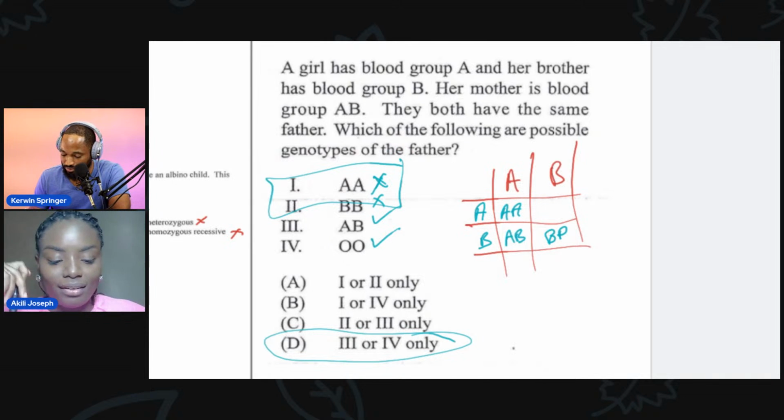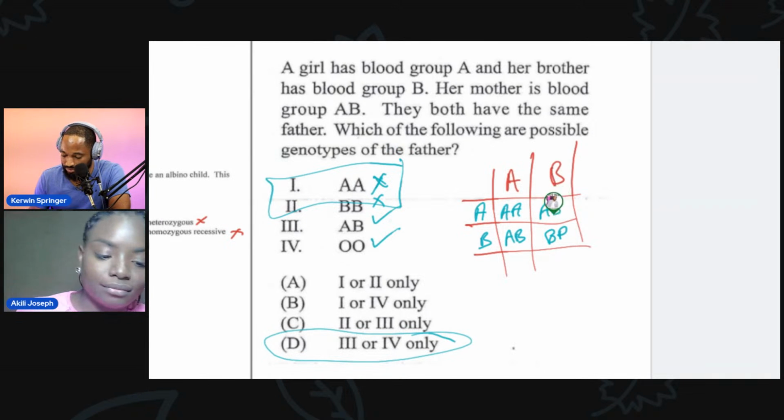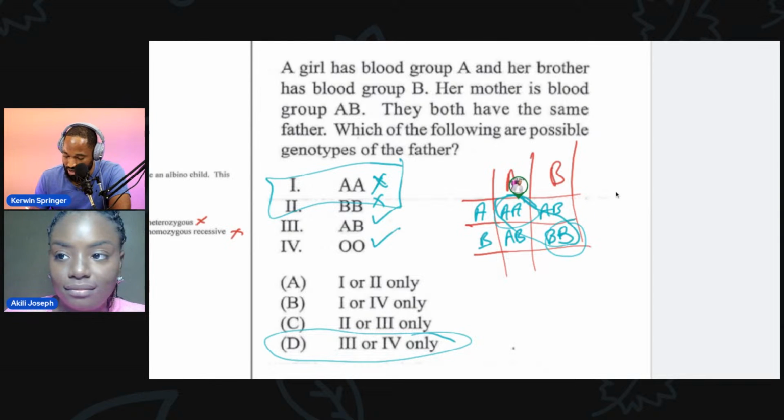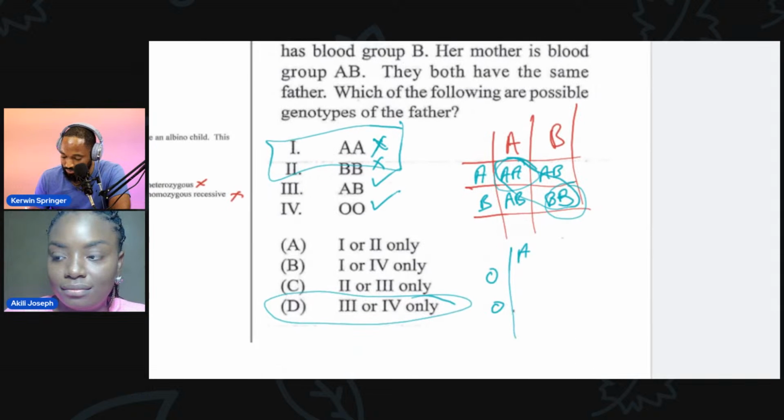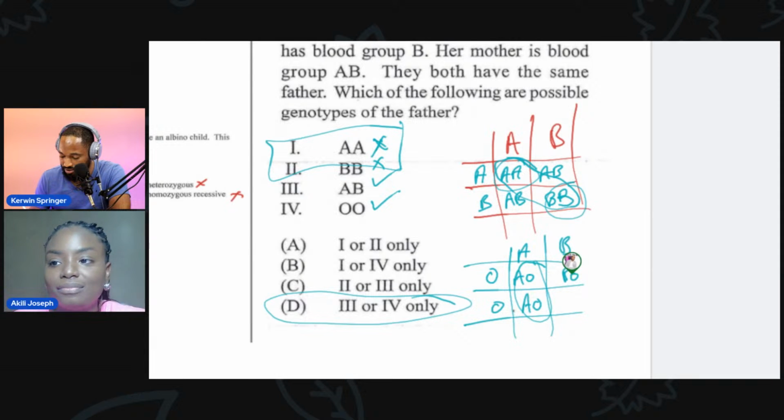Yeah? So you're getting the situation here. This is the brother, this is the sister. And with O not saying anything, AO, that is the sister. There are 2 possibilities there. And that is the brother.